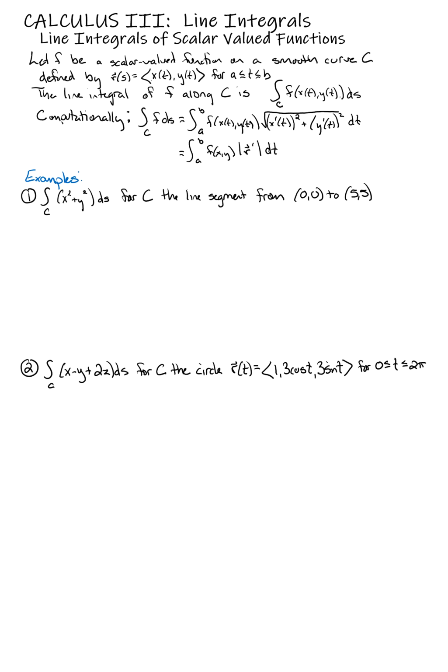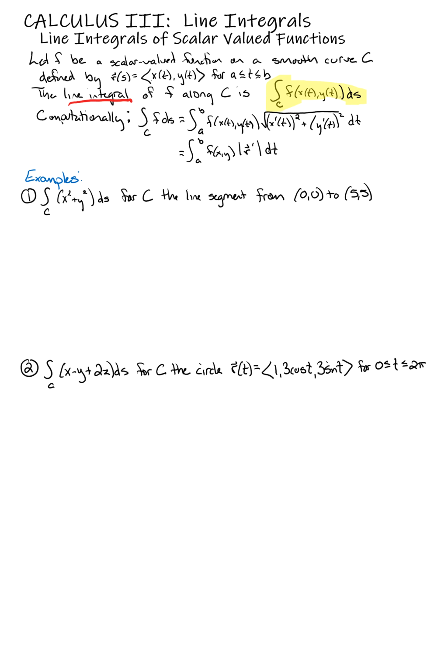We'll start with f being a scalar valued function on a smooth curve, which we'll call C. C is defined by the vector r of s as x of t, y of t. Notice r works on the arc length s, but it is defined by the parameter t. So the line integral of f along C is the integral over C of f of x of t, y of t ds.